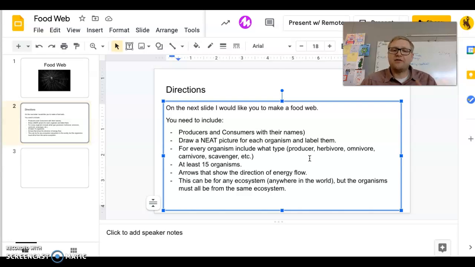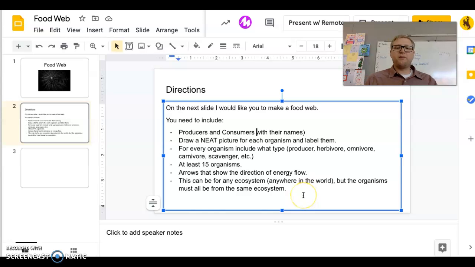Okay. If you're forgetful about what a food chain is compared to a food web, I would look back at your notes. You all have notes. Make sure you're looking at them if you're getting confused, and make sure you're drawing the arrows correctly.